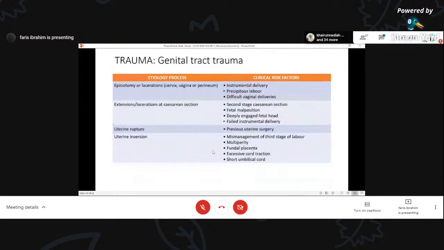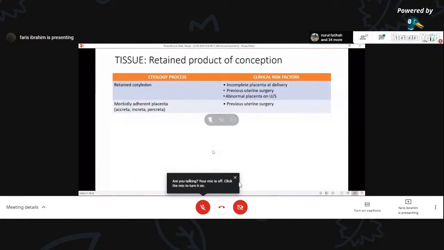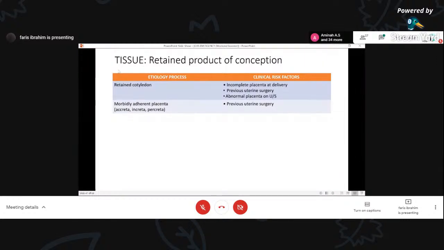Okay, lastly is idiopathic lah. Okay, this one genital trauma memang orang kata ni common sense lah. You dah sebab dah ada trauma kan, of course bleeding. Then retained POC, as I mentioned before, it can be either retained membrane, retained cotyledon ataupun accreta, increta, percreta. Okay, so untuk sesiapa yang tak tahu accreta, increta, percreta ni, ni you punya learning outcome lah.